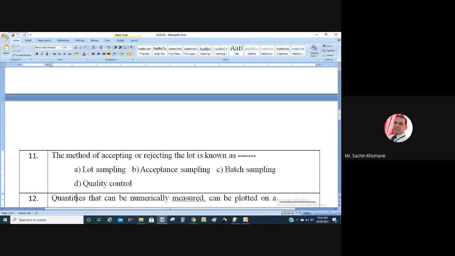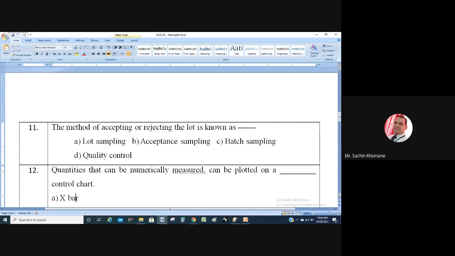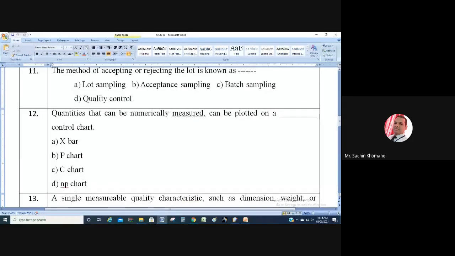What is it? Method of accepting or rejecting, what we call acceptance sampling. Related to control charts, certain MCQs are there, 5-6 MCQs. Quantities that can be numerically measured can be plotted on... Fill in the blank. Which control chart is used when things can be numerically measured?